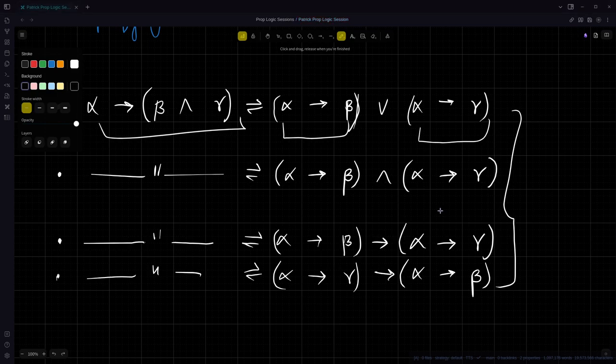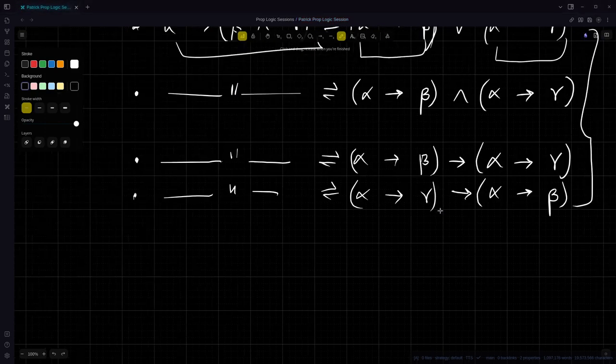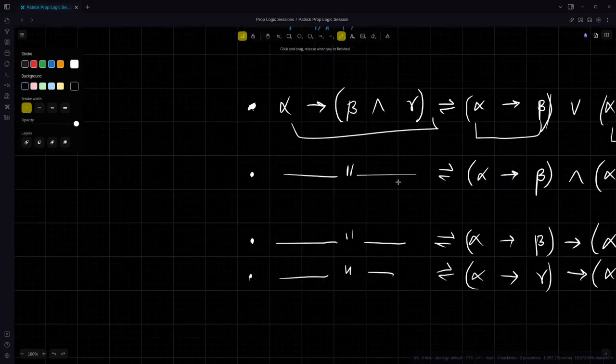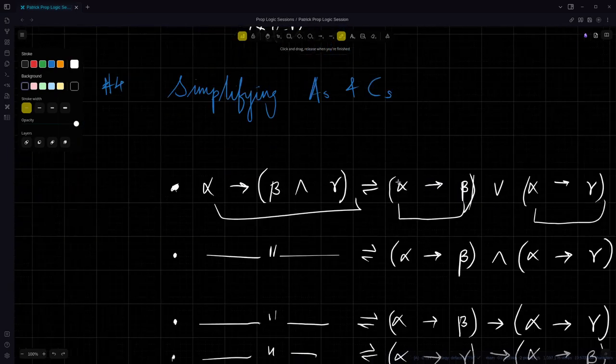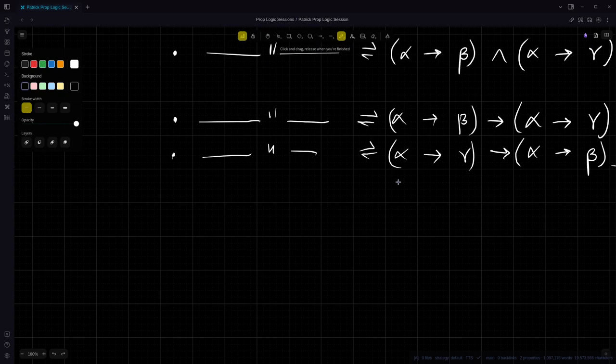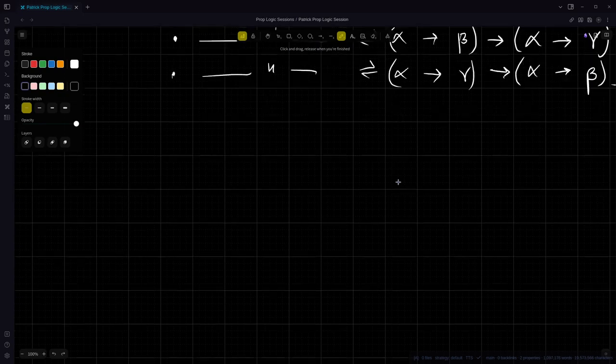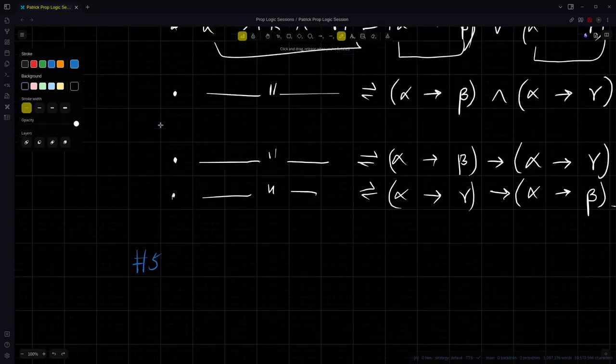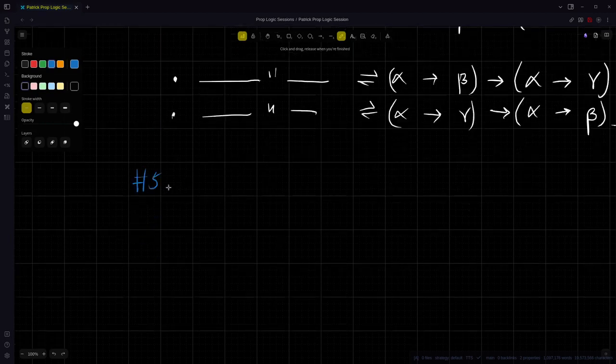Okay, so we have combining conditionals. Was it the fifth one or the fourth? Yeah, fifth one. Number 5, yeah.